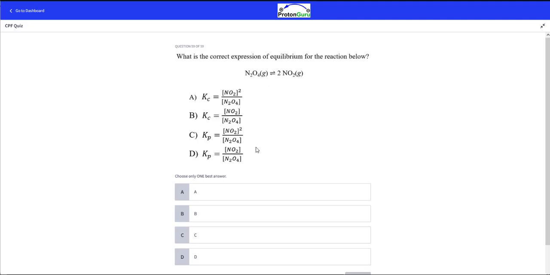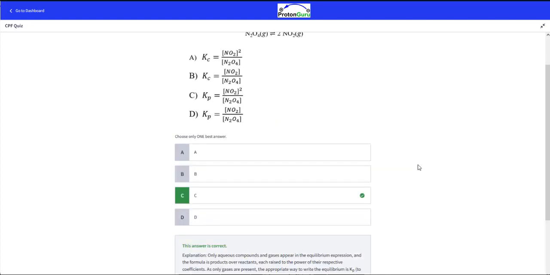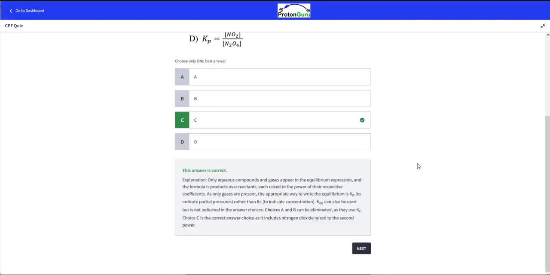Well, it kind of looks like A and C both have the right units. So what's the difference between these two answers? We have a Kc or a Kp. C indicates concentration, P indicates the use of partial pressures. These are both gases. When you deal with gases, you generally deal with the partial pressures, not the concentration. So we're going to choose choice C, and that will round out our CPF section.